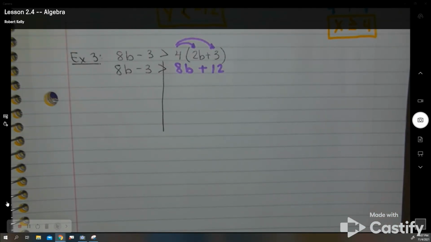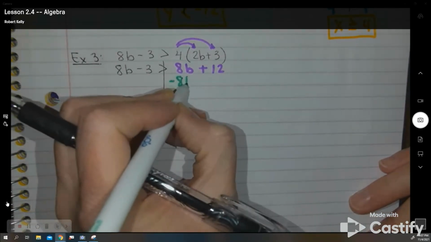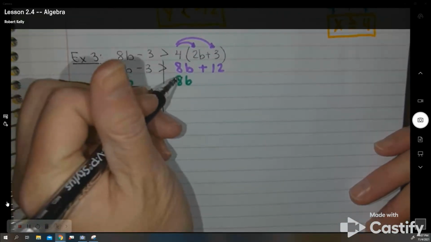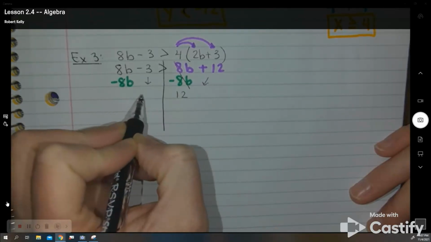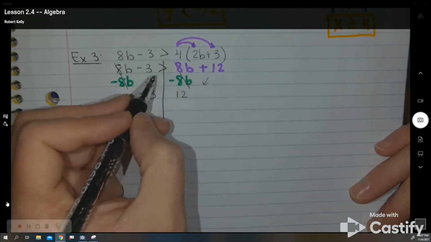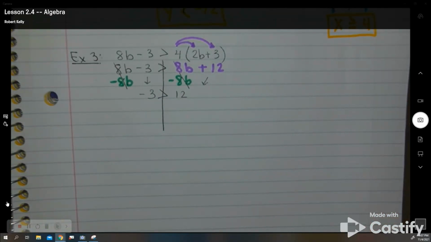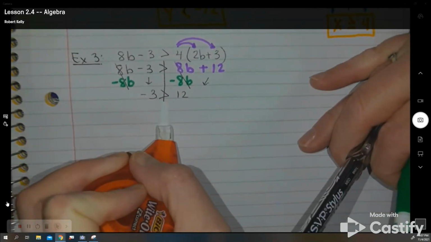All right, so I'm going to start my next step by moving my variables to the same side. So I'm going to subtract 8b. 8b minus 8b is 0. Bring down my 12. Bring down this negative 3. 8b minus 8b is also 0. So there's my inequality symbol. It didn't change. I haven't multiplied or divided by any negative numbers or anything like that.